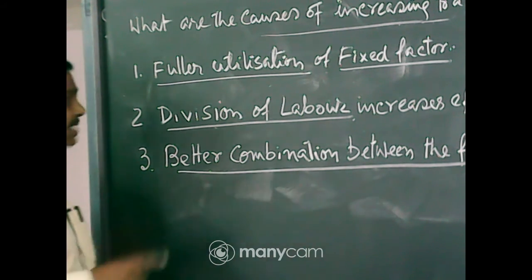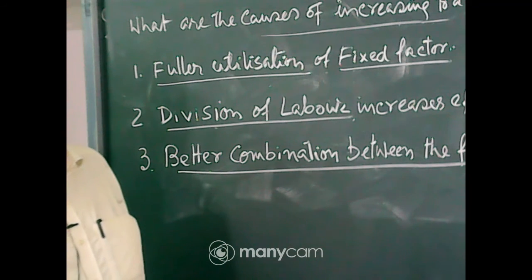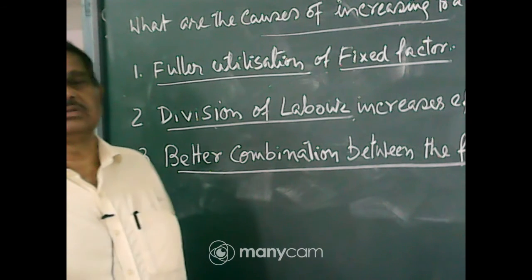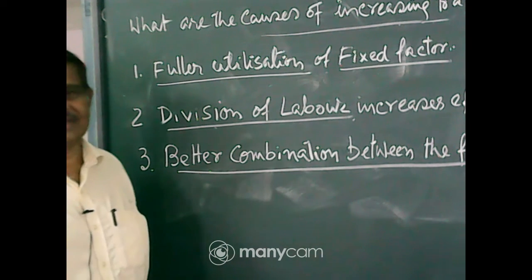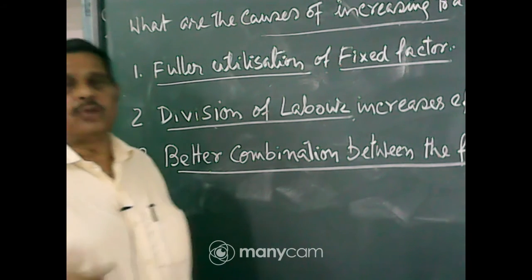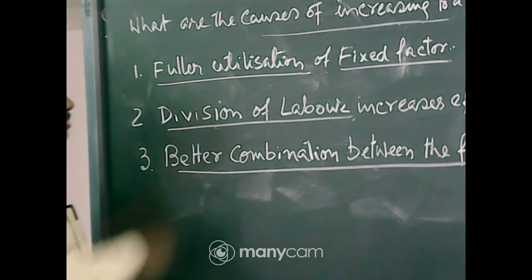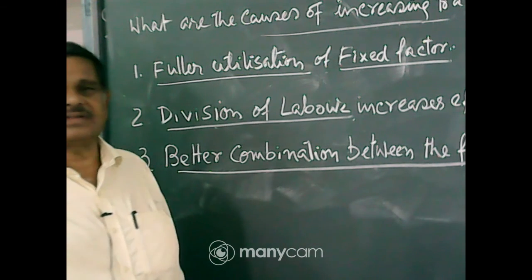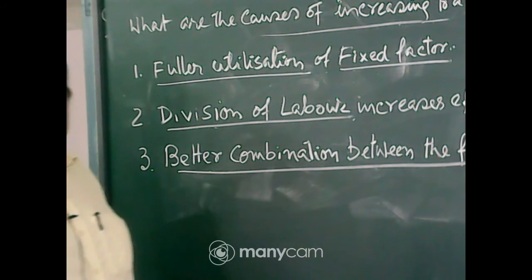Therefore, with the better combination among the factors of production, desirable benefit can be achieved. There is no other alternative. If you use more and more labor in place of machines, your production will decline. But if the better combination between these two factors is utilized, increasing return to a factor can be achieved, and this is desirable by the producer.